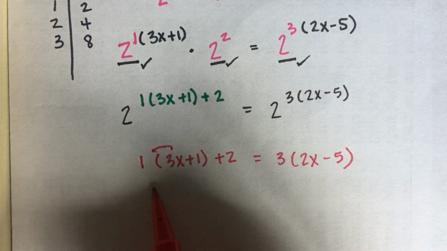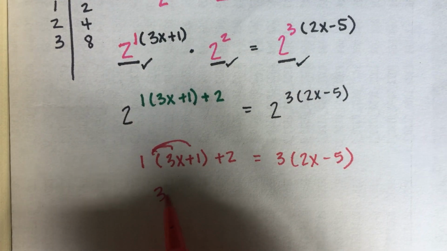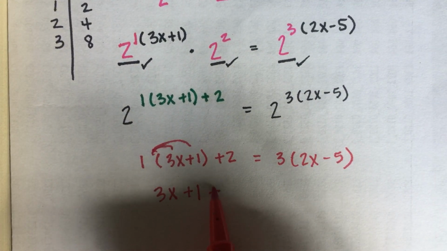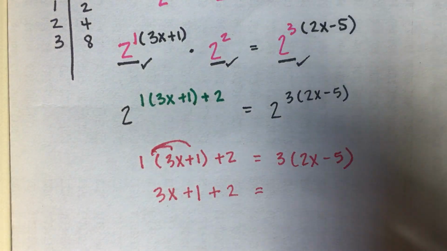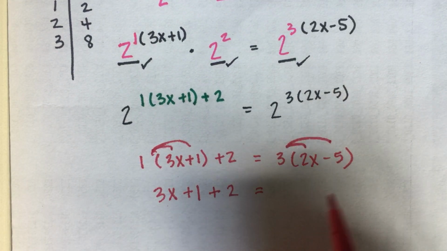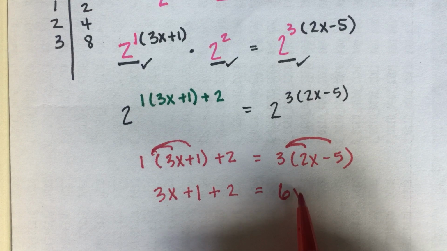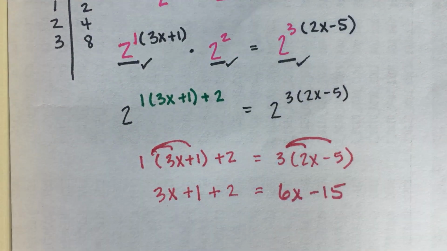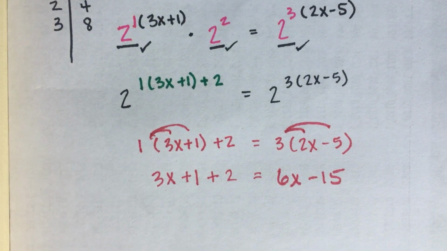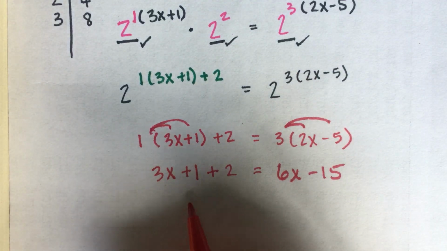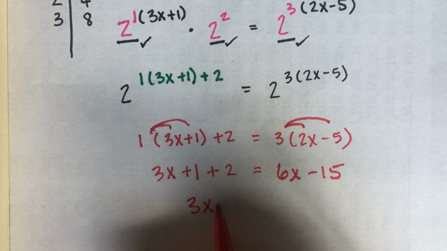So we're going to multiply and simplify. So this 1 multiplies in, leaving us with 3x plus 1 plus 2 equal to, and if we multiply this 3 in, we get 6x minus 15. Let's combine like terms on our left-hand side, and 1 plus 2 gives us 3.